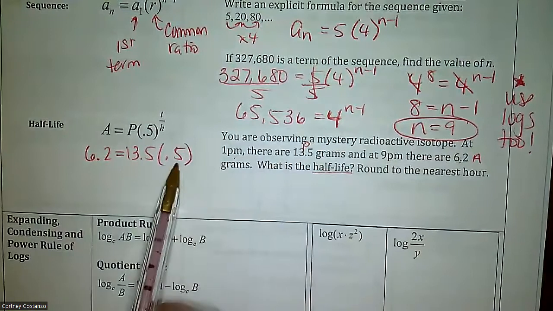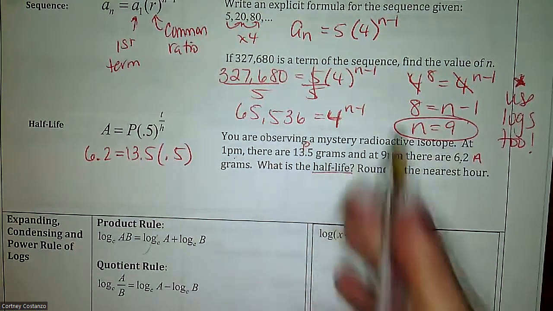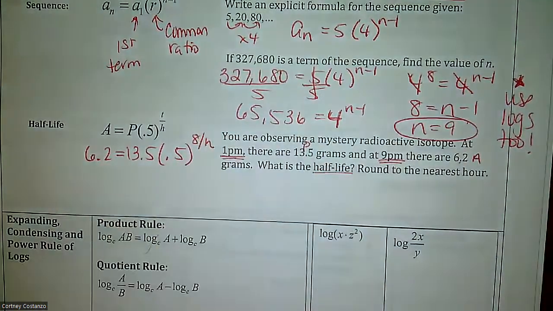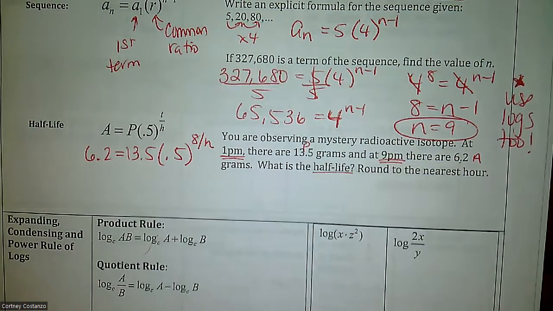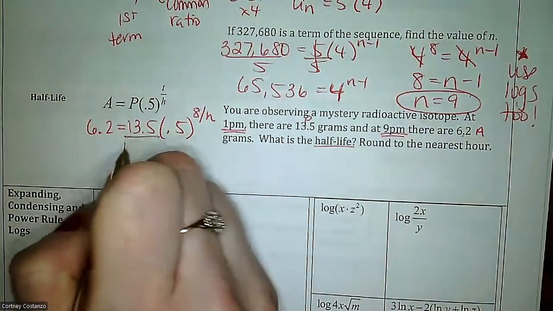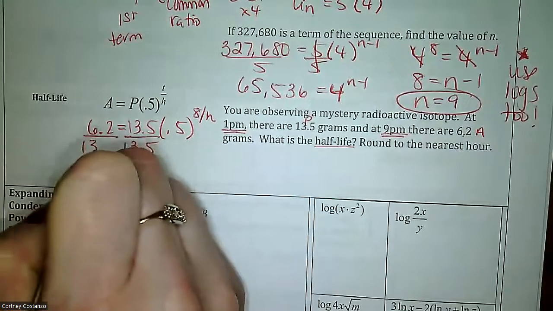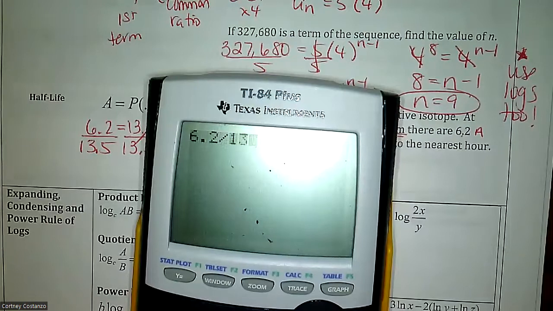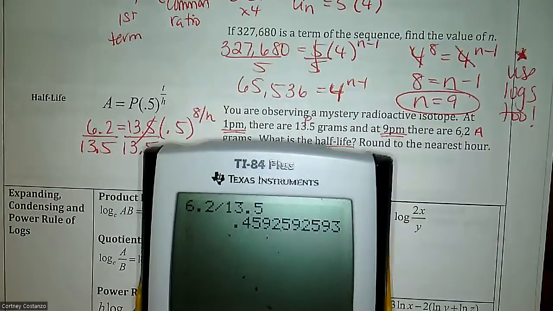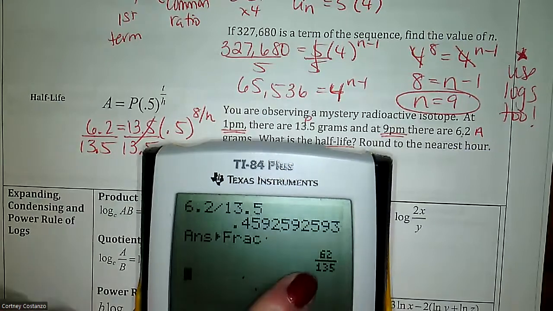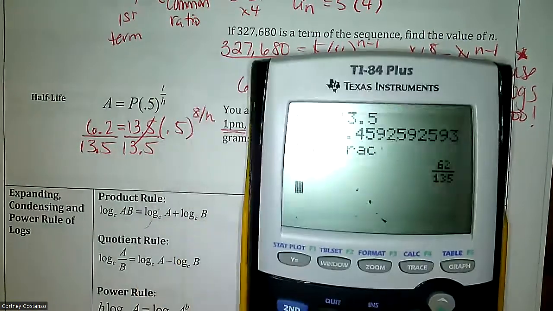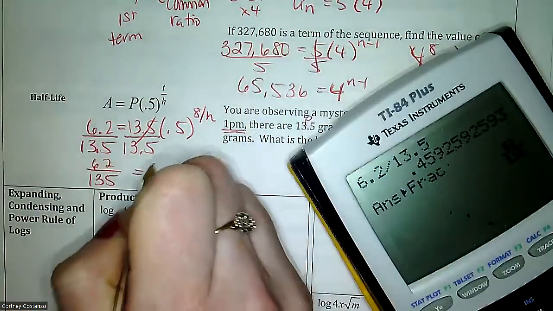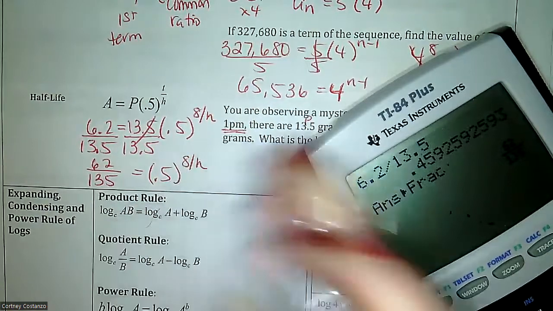0.5 itself is part of the formula, so that's not going to change. Going from 1 p.m. to 9 p.m., that is 8 hours that has gone by. This one is not the cutest numbers to be dividing in a calculator. If I do 6.2 divided by 13.5, it's not the most beautiful decimal. If I hit math, enter, it really just keeps the same numbers and gets rid of the decimal place. So I'm just going to clean it by writing it as a fraction instead of that long decimal.